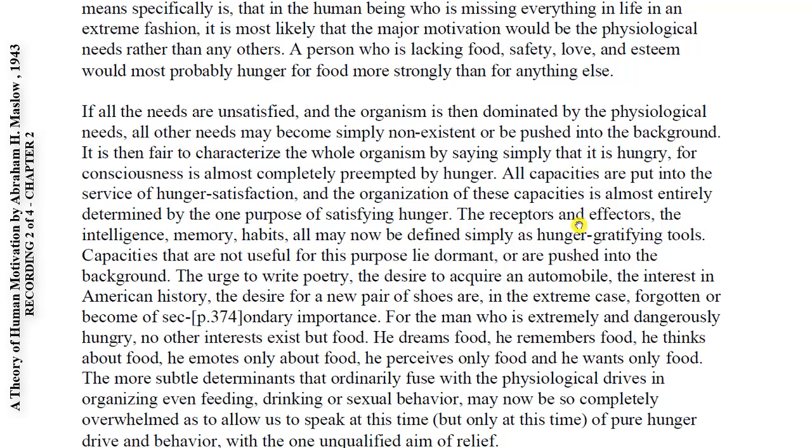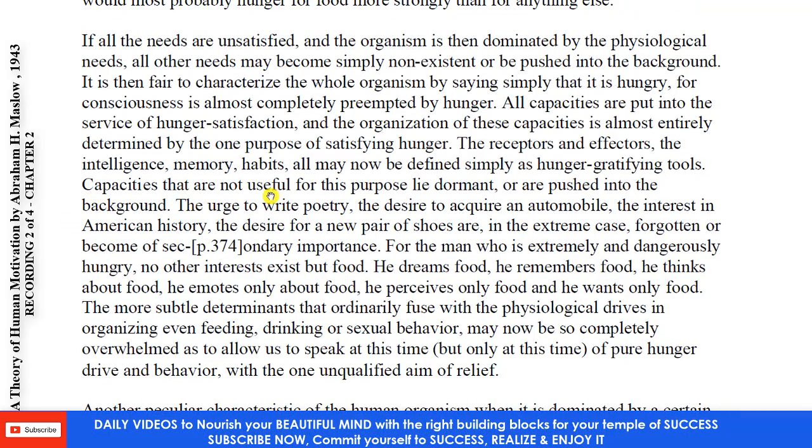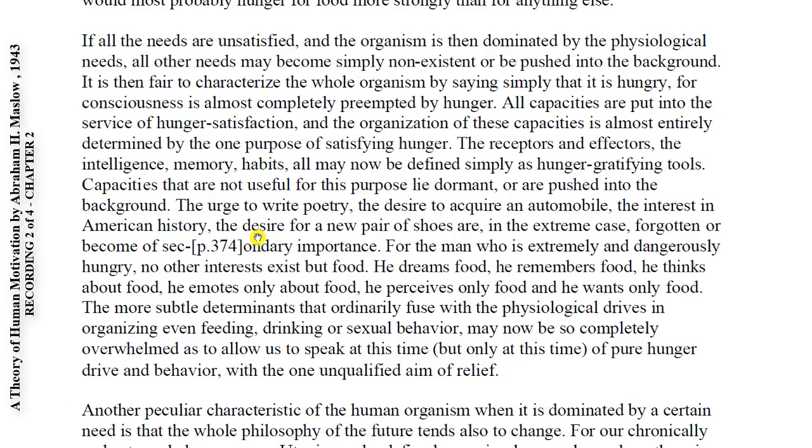The receptors and effectors, the intelligence, memory, habits, all may now be defined simply as hunger-gratifying tools. Capacities that are not useful for this purpose lie dormant or are pushed into the background. The urge to write poetry, the desire to acquire an automobile, the interest in American history, the desire for a new pair of shoes are in the extreme case forgotten or become of secondary importance. For the man who is extremely and dangerously hungry, no other interests exist but food.